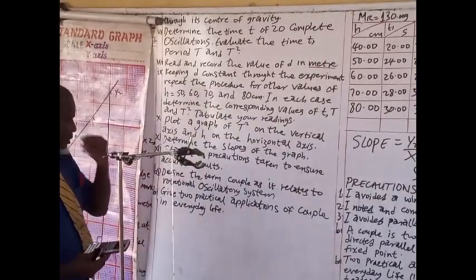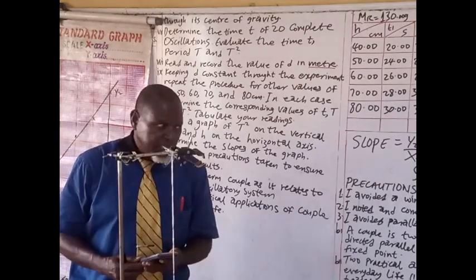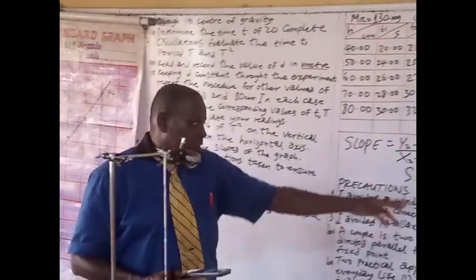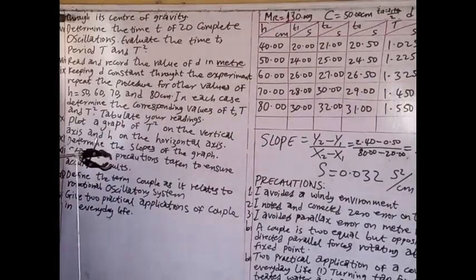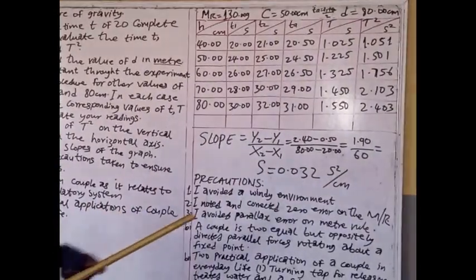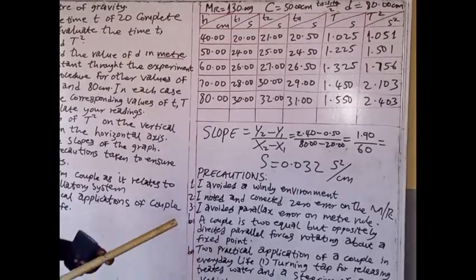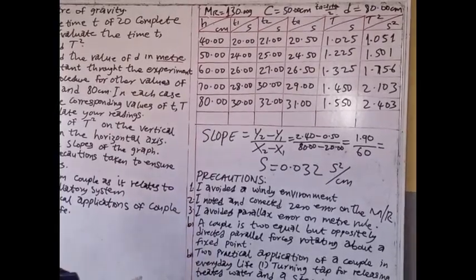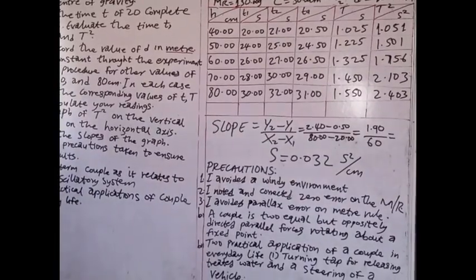Now, after determining the slope, we are directed to state 2 precautions taken to ensure accurate results. First precaution is that we avoided a windy environment. Not only that, we noted and corrected zero error on the meter rule. We can also choose avoiding parallax error on the meter rule.